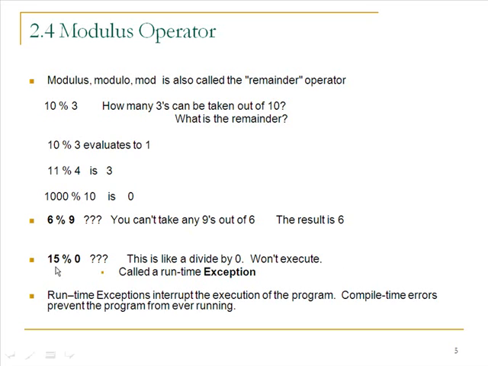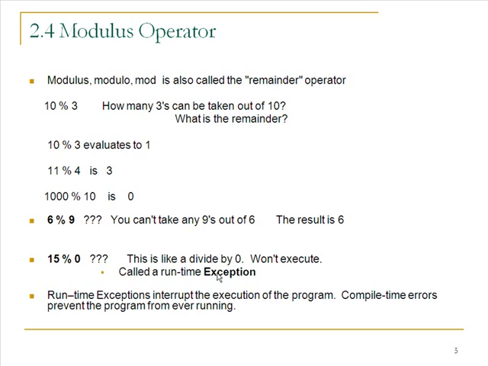And here's the other case that might trip you. If you have 0 on the right-hand side, this won't execute. It's called a divide by 0 error. Even though it's not really a divide, it won't execute. And in Java, if you try to execute something that won't execute, it's called an exception, or a runtime exception.